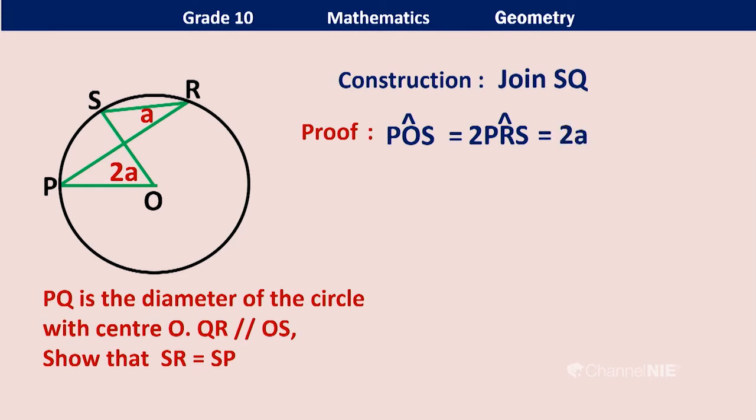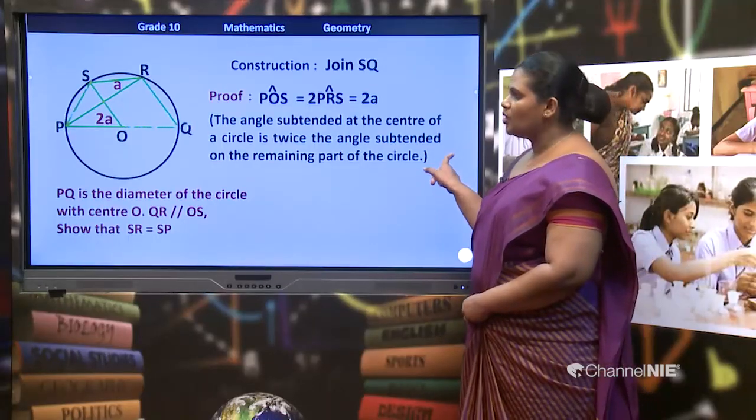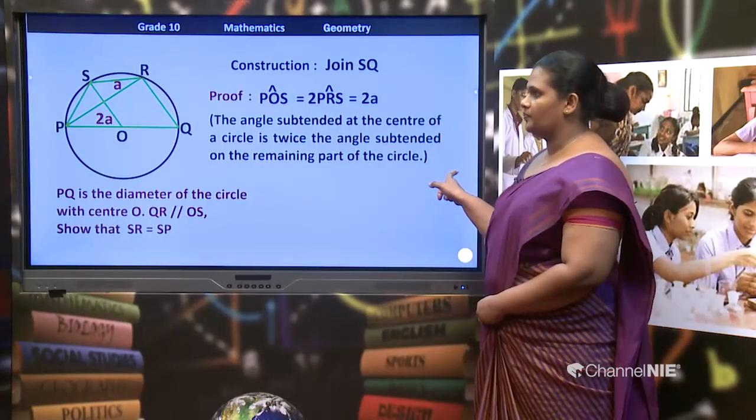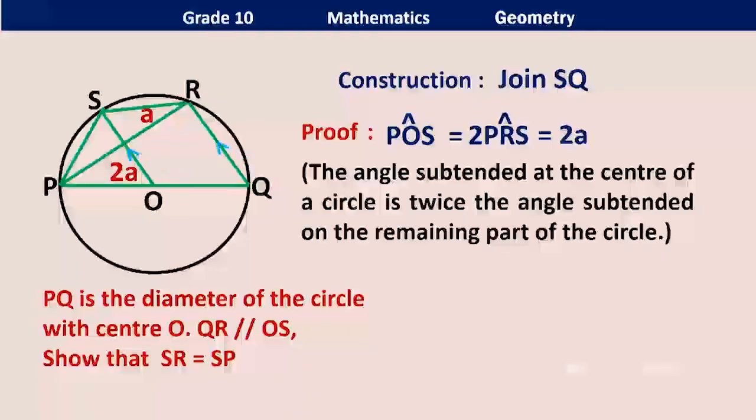Before the reason, we have to mention the value. We have got it as A, therefore, it is equal to twice A, that means 2A. Therefore, we have to mention the reason: the angle subtended at the center of a circle is twice the angle subtended on the remaining part of the circle. Now, we have got one relationship. Once again, we will have a look at the figure.